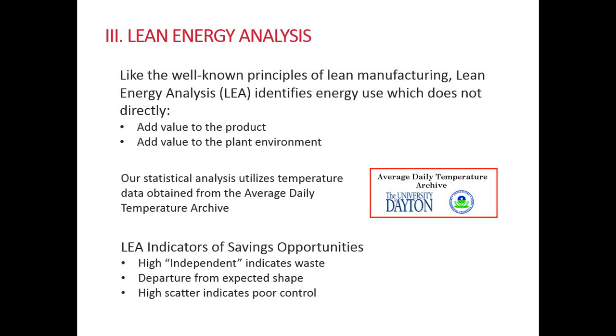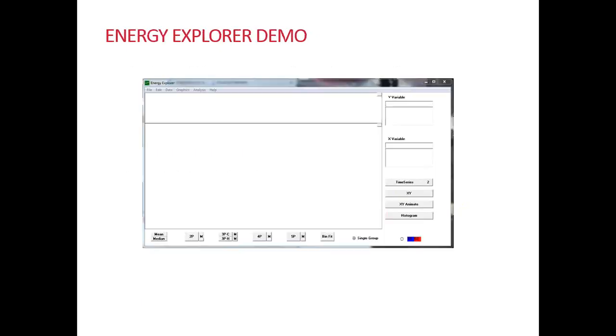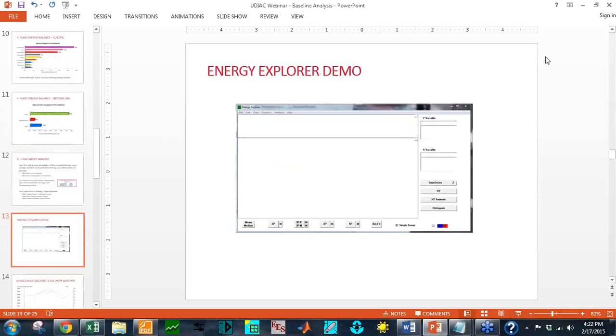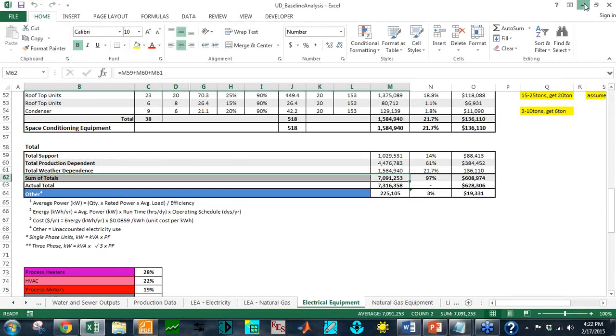The third portion of our baseline analysis, which I think is the most important, is called our lean energy analysis. It was developed by our director, Dr. Kelly Kisk, and it uses the well-known principles of lean manufacturing. The philosophy is that any energy that doesn't add value to the product or add value to the plant environment is wasted energy, or independent, quote unquote, is what we call it. So I'm actually going to go through that with you and show you what that looks like.